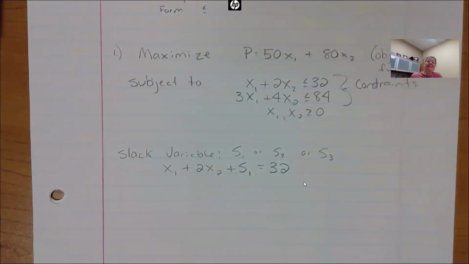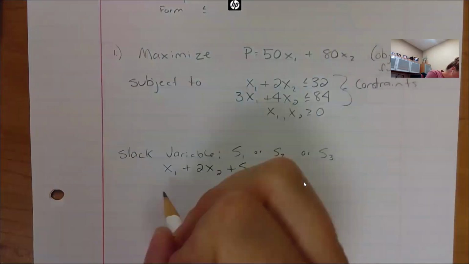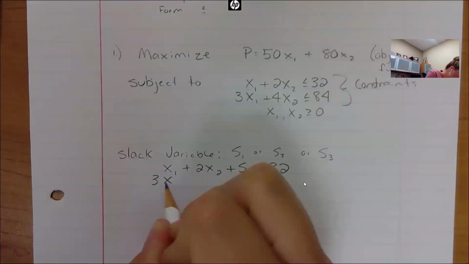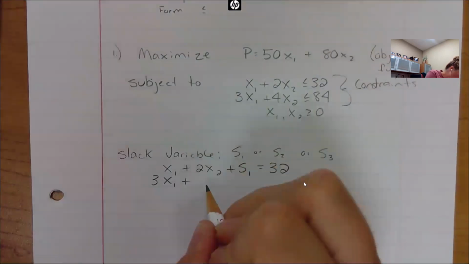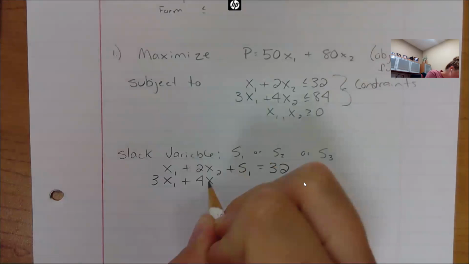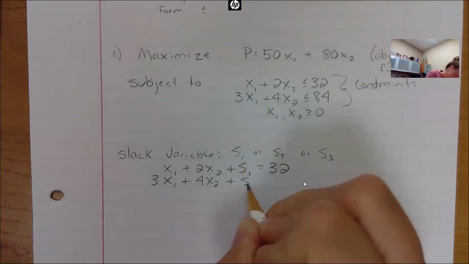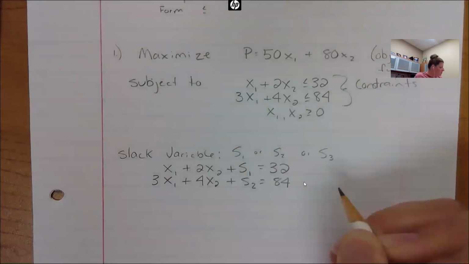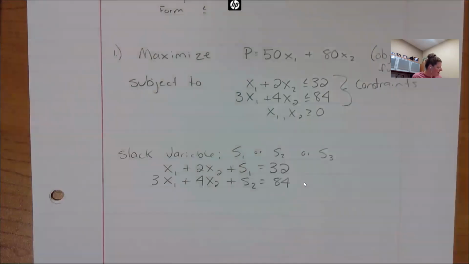Then we need a different slack variable for the second equation, to pick up the slack between the less than and what you have. It could work with greater than too when we get to that problem. So to write the second one with a slack variable, we'd say 3x1 plus 4x2 plus S2 equals 84. Now we have rewritten our constraints with our slack variables.